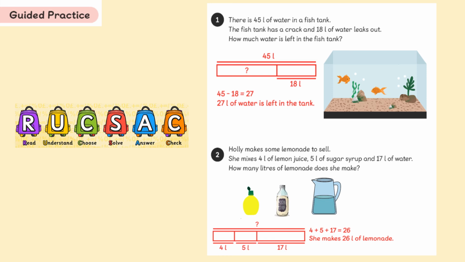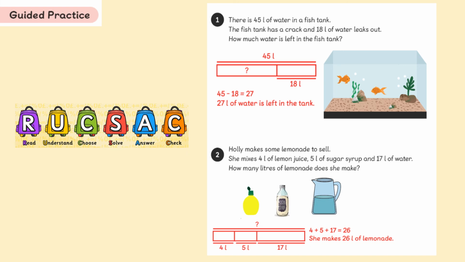Okay, so some quick answers for question 1. There was 45 litres of water to begin with, so we knew the whole, and we knew one part, we knew 18 litres, that was how much water was left, but we didn't know how much water had leaked out. So we used subtraction. 45 take away 18 litres, left 27. There were 27 litres of water left in the tank.